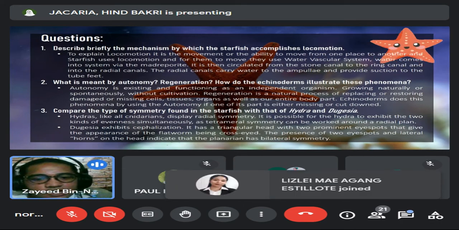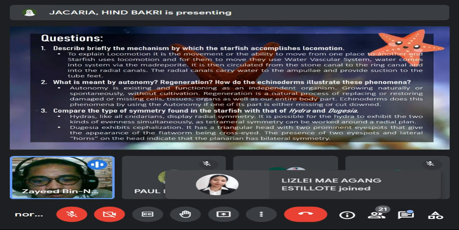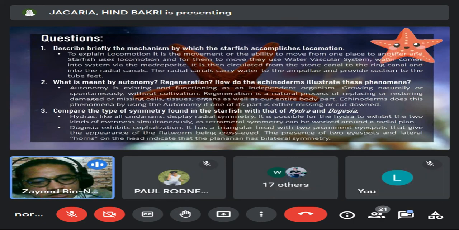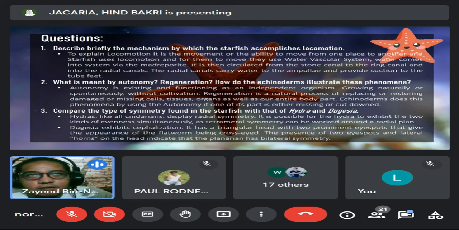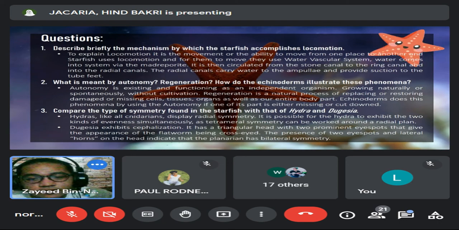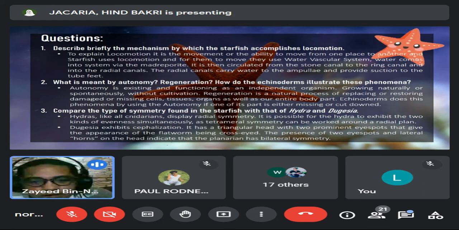Starfish use locomotion, and for them to move, they use the water vascular system, and water comes into the system via the madreporite. The madreporite is a perforated plate by which the entry of seawater into the vascular system of an echinoderm is controlled. It is then circulated from the stone canal to the ring canal and into the radial canals. The radial canals carry water to the ampullae and provide suction to the tube feet.